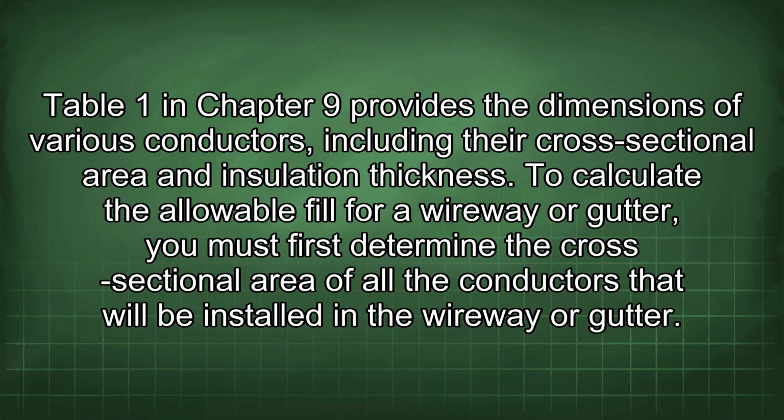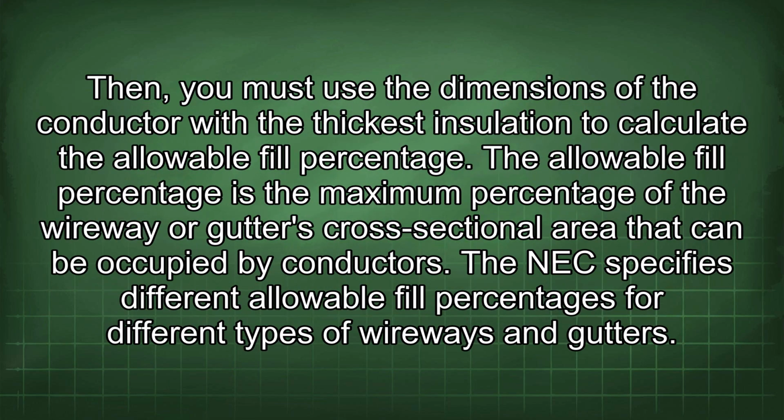To calculate the allowable fill for a wireway or gutter, you must first determine the cross-sectional area of all the conductors that will be installed in the wireway or gutter. Then, you must use the dimensions of the conductor with the thickest insulation to calculate the allowable fill percentage.